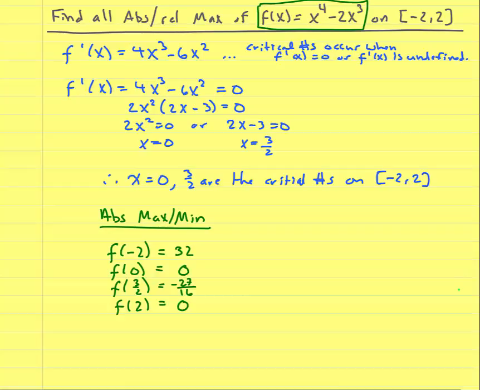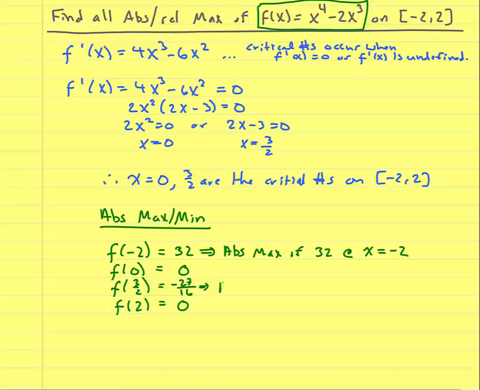Now, the largest of these values is 32, and so the largest of these values is going to be called my maximum, my absolute maximum value. So I have an absolute max of 32 at x equal -2.